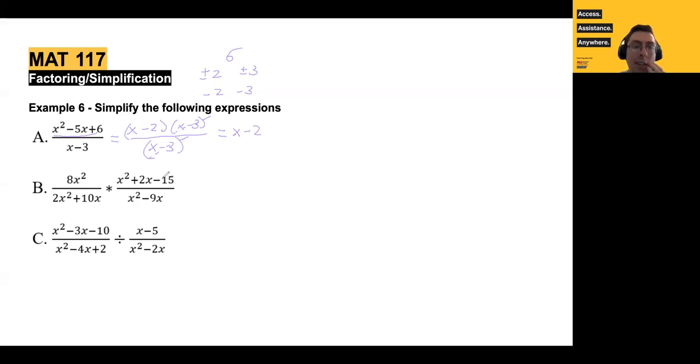Oh, part B, though, looks a lot more complicated. How would I approach this first?